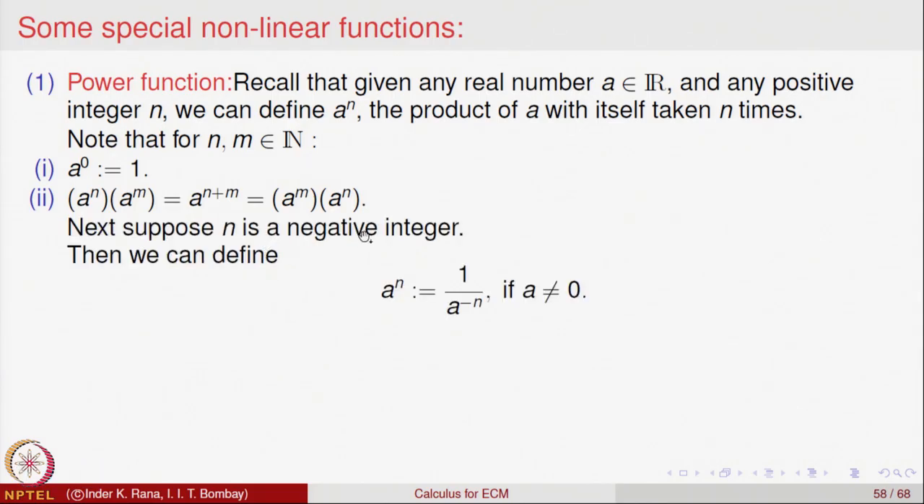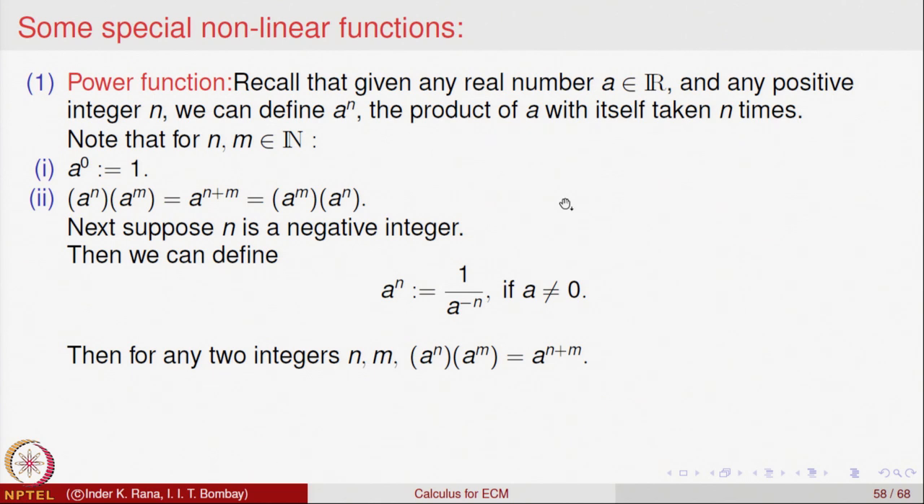And for a negative number, you define a raised to power n to be 1 over a raised to power minus n if n is negative. A raised to power 0 is already defined. So, this is what is called powers when it is an integer.